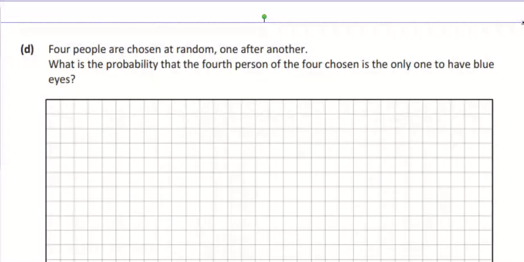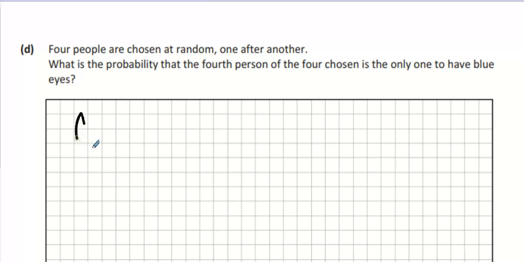Okay. 4 people are chosen at random, one after another. What's the probability that the fourth person of the 4 chosen is the only one to have blue eyes? Oof. What do you need to have after 3 choices? No, not blue eyes, not blue eyes, not blue eyes. Then your fourth pick has blue eyes. Do you see that? 3 non-blue eyes and 1 blue eyes.